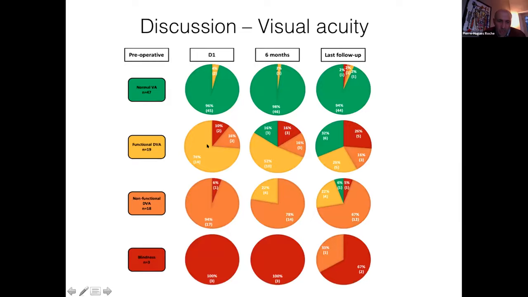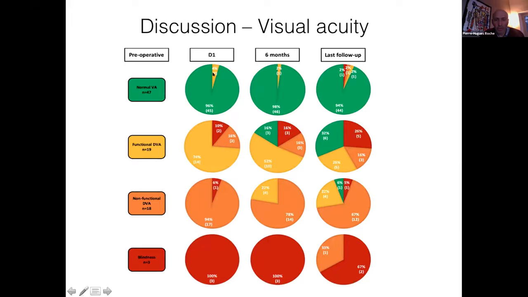And this is one of the key messages. If we operate on the patient before they are severely impaired in terms of visual acuity, then we will be able to retain, as you see here in green, good results in terms of visual acuity. And this is what we obtain at last follow-up. You can note that we had one or two patients who were injured because of the surgery.